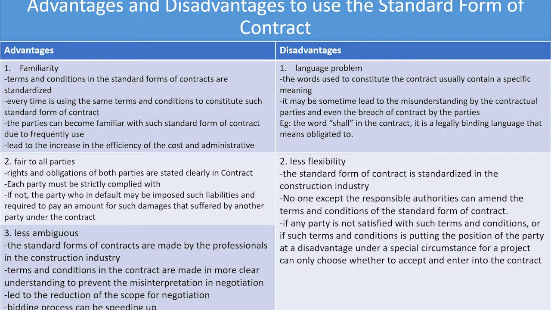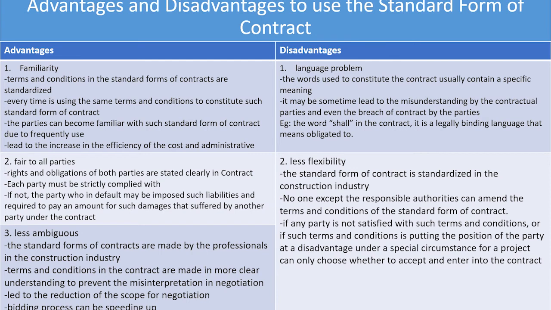The second advantage is that it is fair to all parties involved in the contract. It is because in each standard form of contract, the rights and obligations of both parties are stated clearly in the contract. Each party must strictly comply with the contract. If not, the party in default may be imposed such liabilities and be required to pay an amount for the damage suffered by the other party under the contract. This may cause the party in default to suffer the loss of large sums of money.